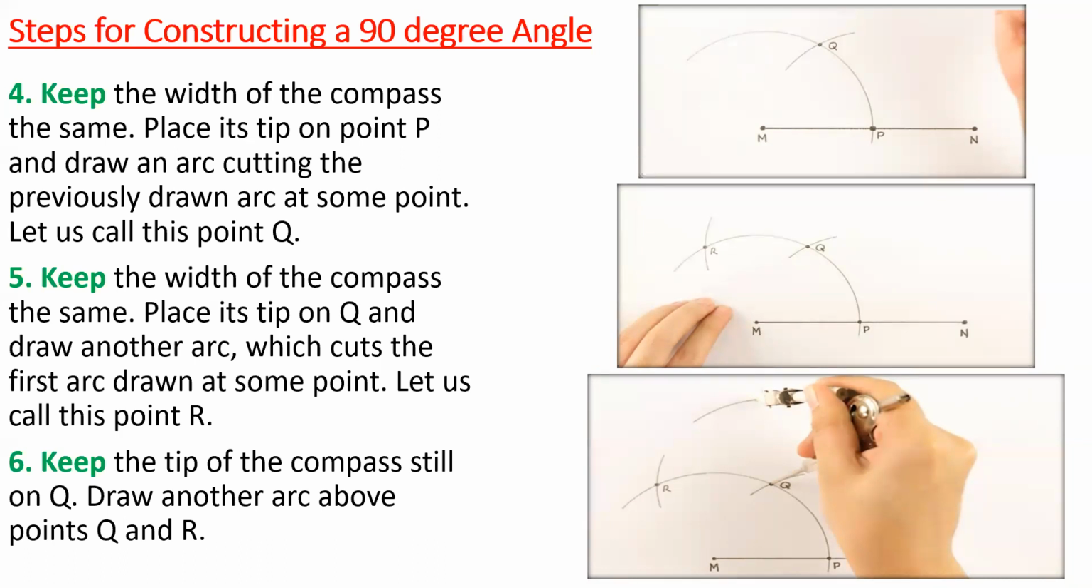Yes, sir. Okay. I need you to read the steps 4, 5, and 6 before we move on to the next steps. Step 4. Keep the width of the compass the same. Place the tip on point P and draw an arc cutting the previous drawing arc at some point. Let us call that point Q. Keep the width of the compass the same. Place a tip on Q and draw another arc, which cuts the first arc drawing at some point. Let us call that point R. Number 6. Keep the tip of the compass still on Q. Draw another arc above point Q and R.